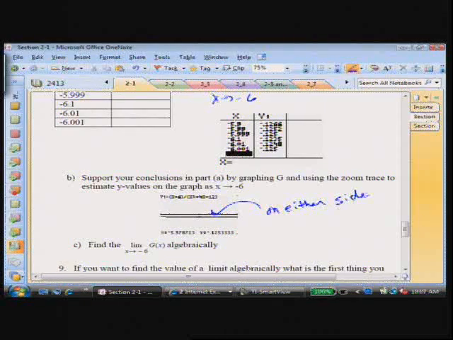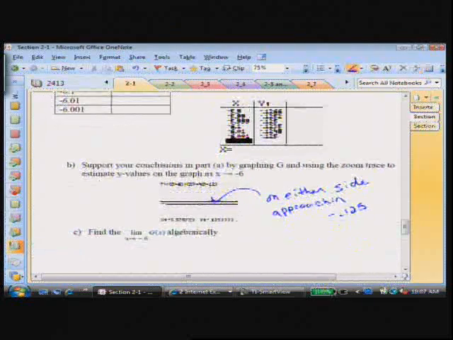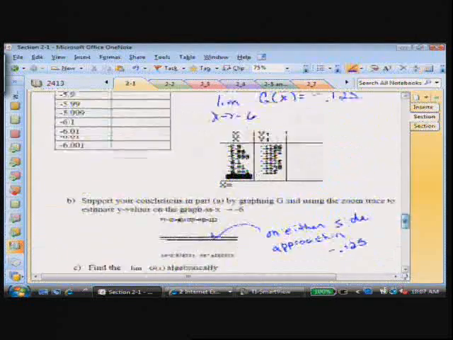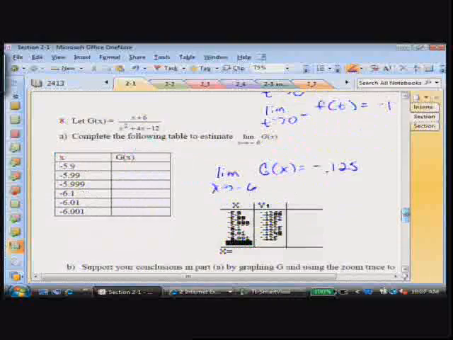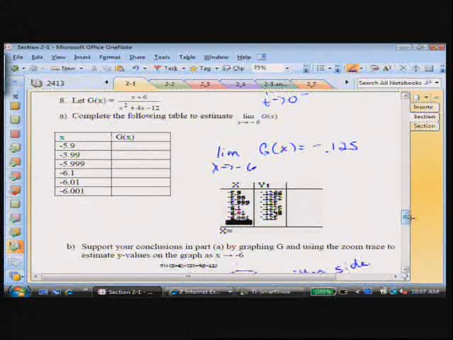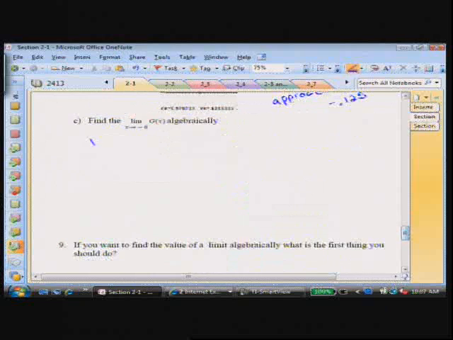On either side, approaching -0.125. But notice at the instant of -6, if you plug that in, you actually get a 0 in the denominator. So let's look at that algebraically. The original function was x plus 6 over x squared plus 4x minus 12.